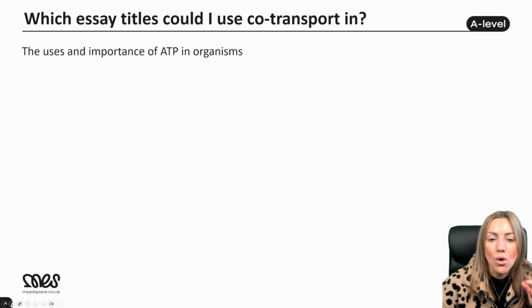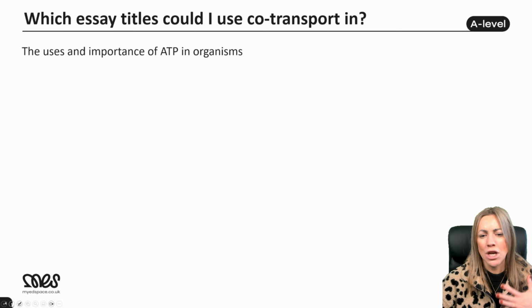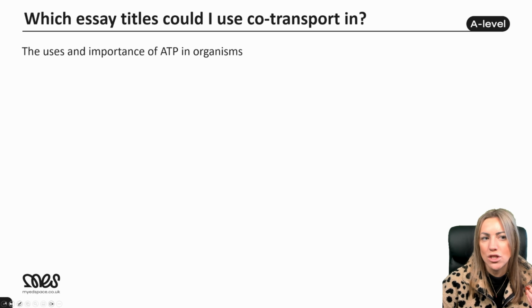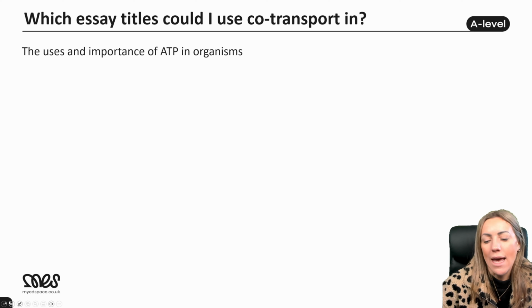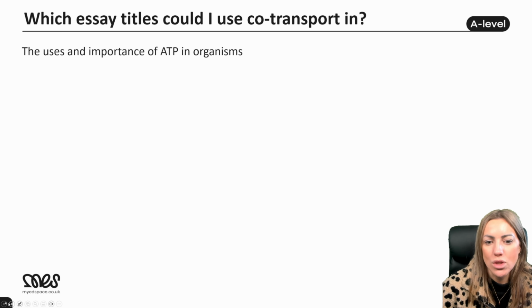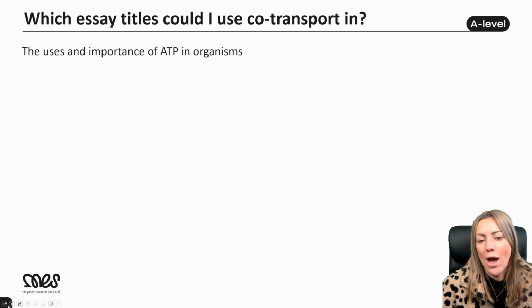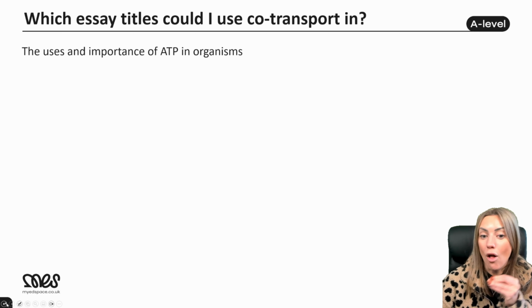Now, I've chosen one title, and I've chosen a different title to last time because I have done some essay prep where we've discussed ions before, and I did you an example paragraph for the essay, The Importance of Ions in Organisms. But this time I've chosen the essay title, The Uses and Importance of ATP, to show you how we can use our knowledge of co-transport, but focus specifically on the importance of ATP for this particular process. So let's read it together.